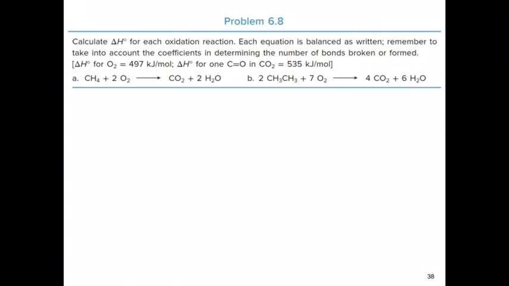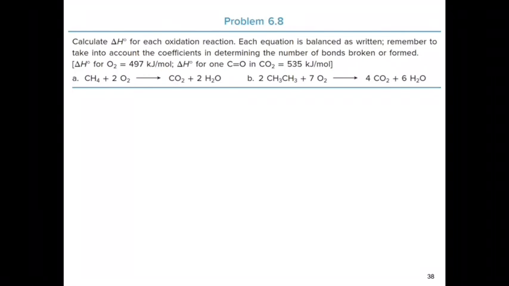So here's practice problem number 8. Calculate the delta H for each oxidation reaction. Each equation is balanced as written. Remember to take into account the coefficients in determining the number of bonds broken or formed. And we're already given the delta H for oxygen gas, the delta H for one of the carbon to oxygen double bond in carbon dioxide.